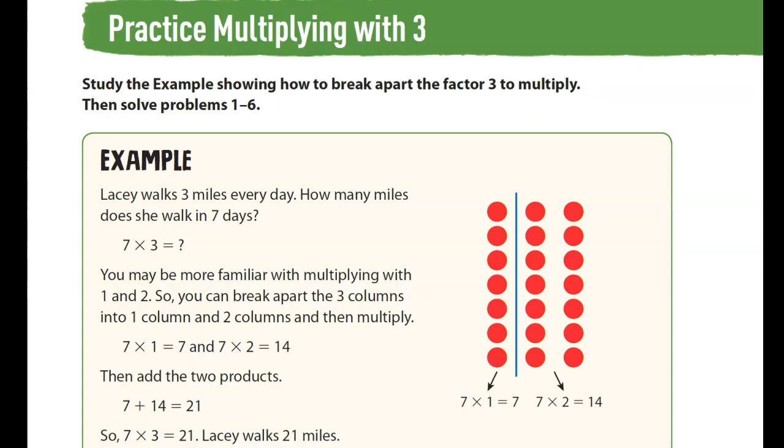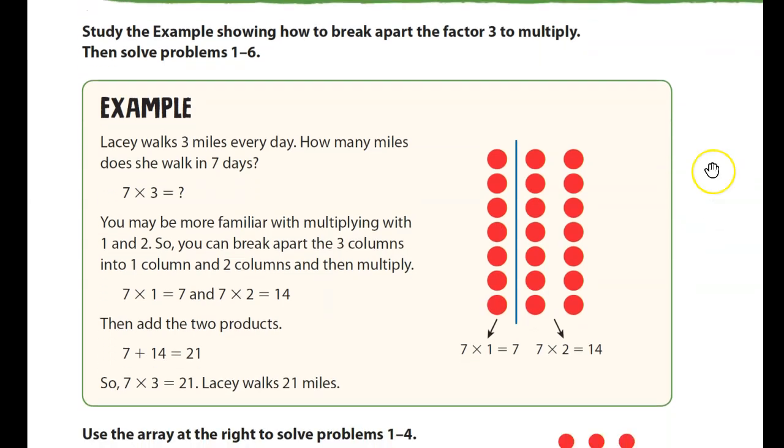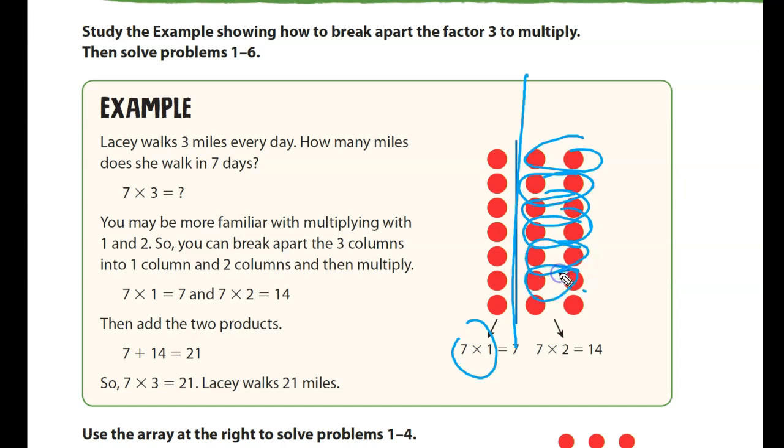It says study the example. So it looks like we're multiplying 7 times 3, and they did 7 rows with three in each row, right? And they broke this apart. They took the array and broke it apart like this. Here I have 7 rows with 1 each. That's 7 times 1. Here I have 7 rows with 2 each, right? See, there's 2 here, 2, 2, 2, 2, 2, and 2.